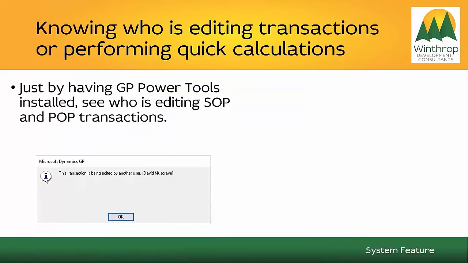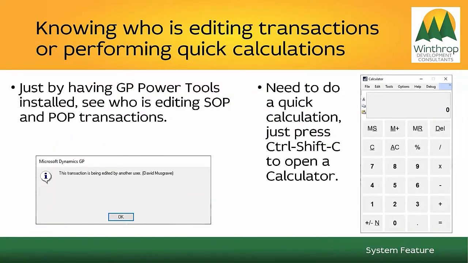If you want to know who's editing transactions, basically SOP and POP now will actually show you the user that is editing the transaction. And if you ever need to do a quick calculation inside GP, the latest build of Power Tools has a little calculator that you can pop open. It's touch friendly, it can use the clipboard, and you basically can do any simple arithmetic that you need to do.